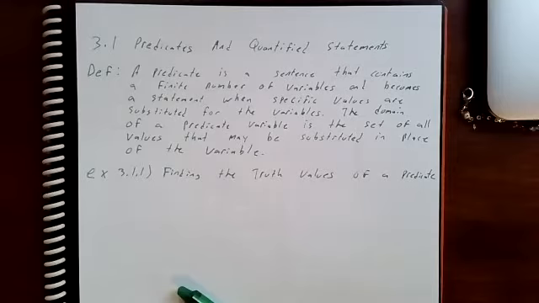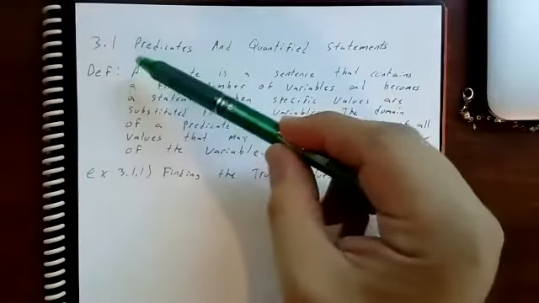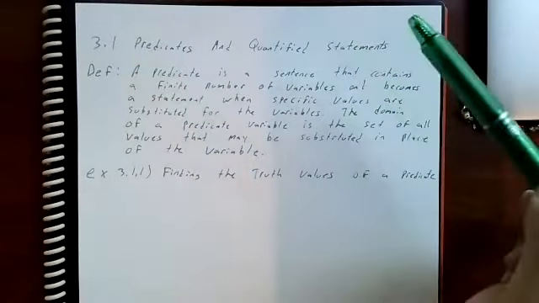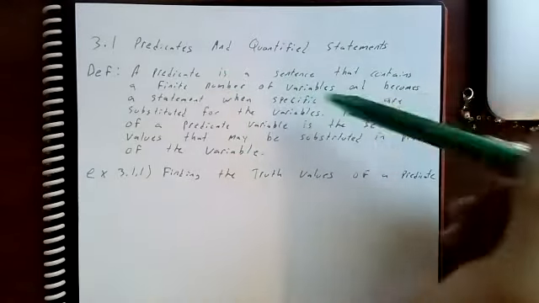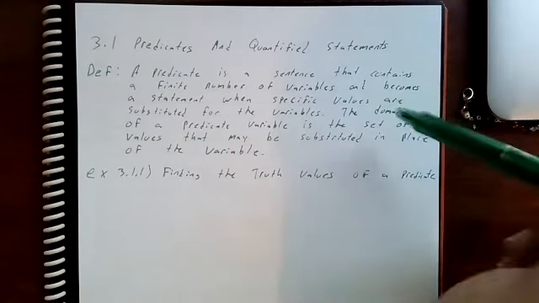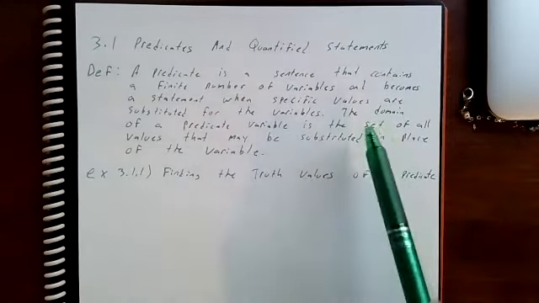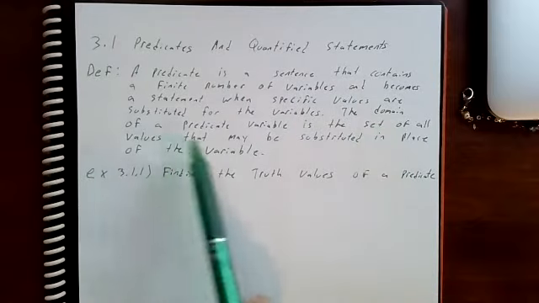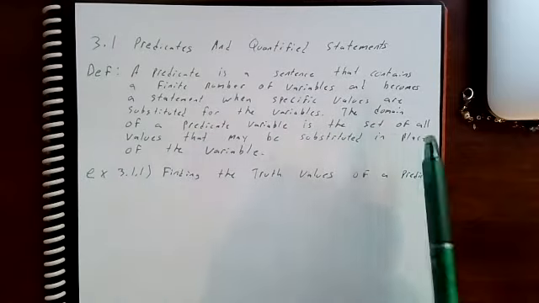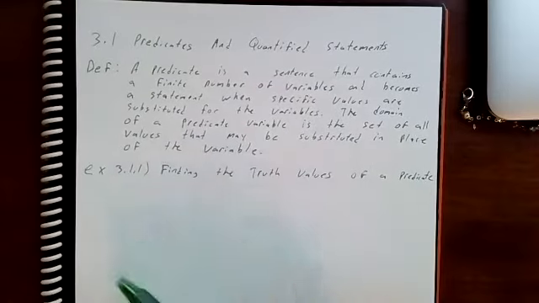Okay. But anyway, here's a definition. A predicate is a sentence that contains a finite number of variables and becomes a statement when specific values are substituted for the variables. The domain of a predicate variable is the set of all values that may be substituted in place of the variable.